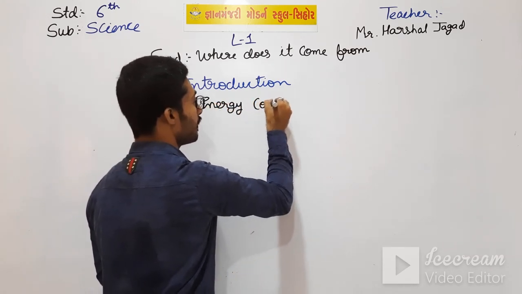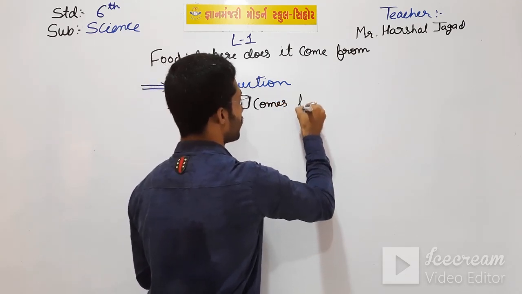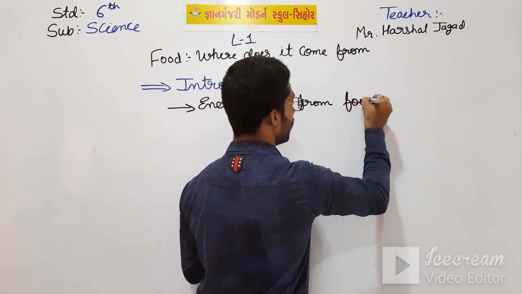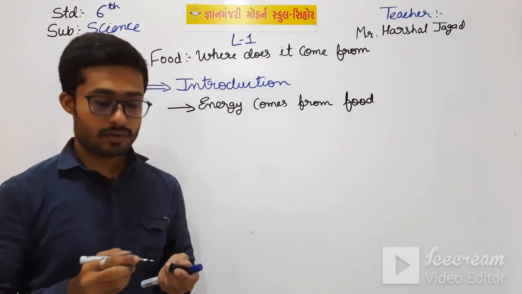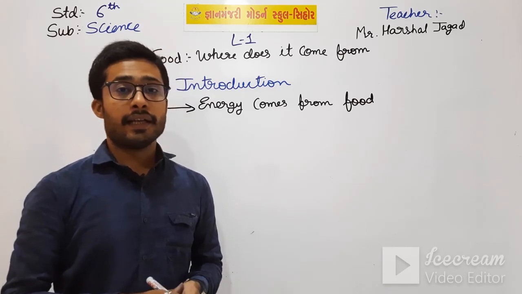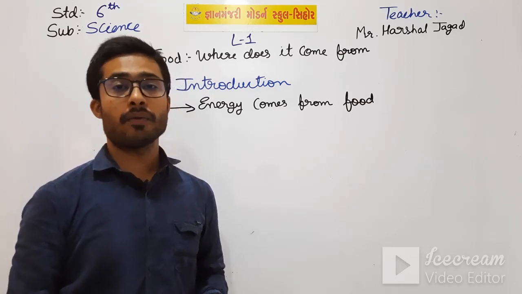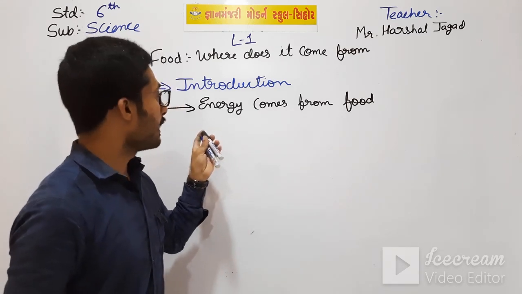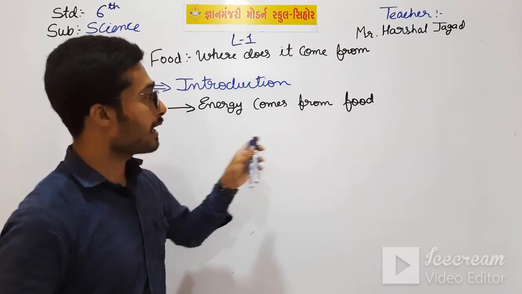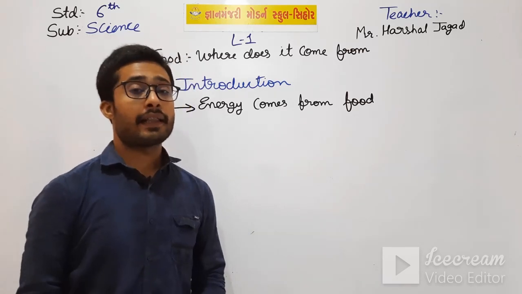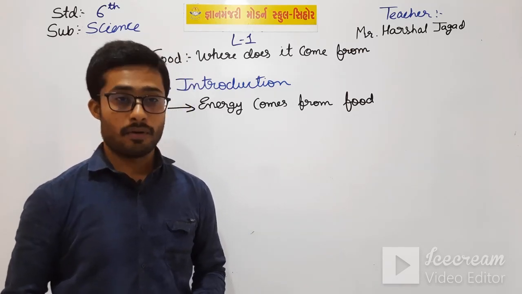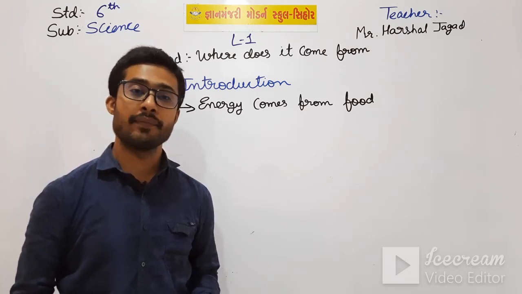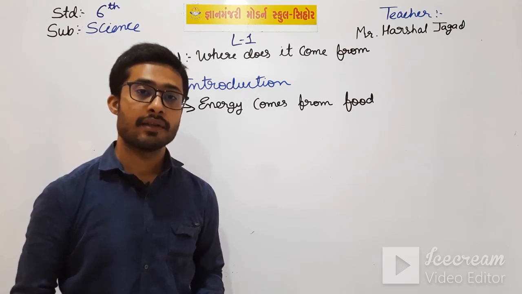Energy comes from food. Okay, so in any test or exam it will be asked where the energy comes from. So we have to write the answer: food. And there are different types of food. Okay, and from which place do we get the food? From animals and from plants.